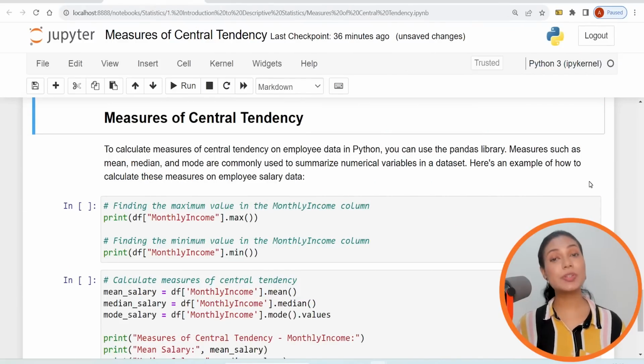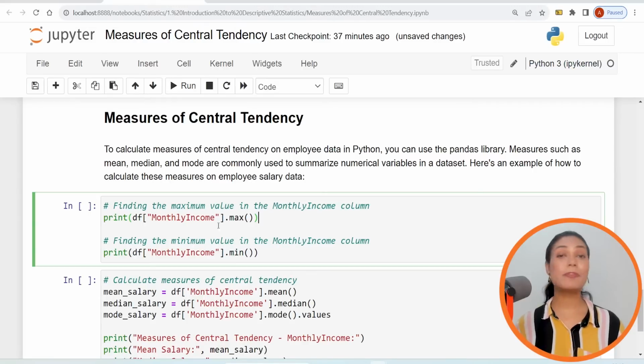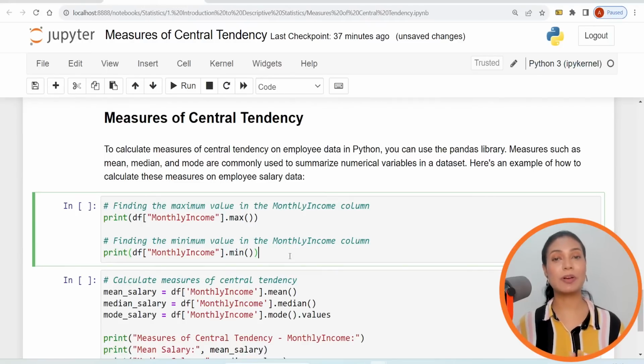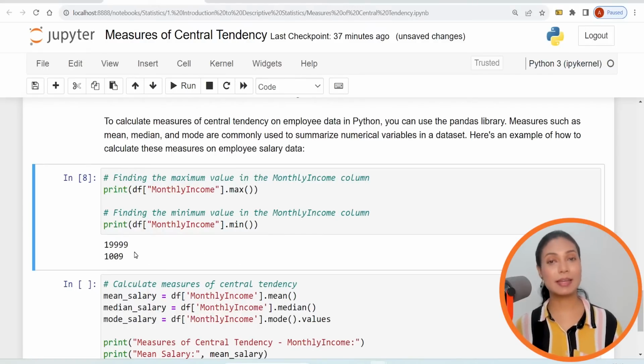This time also, we are going to use the same employee dataset. We are going to find out the central tendency of the monthly income column from the employee dataset. But before that, let us check out the minimum and maximum values present in the monthly income column. We are going to use the max and min functions respectively to find out the maximum and minimum values present inside the monthly income column. After we execute this block of code, you can see that the maximum value in this column is 19,999 and the minimum value is 1,009.